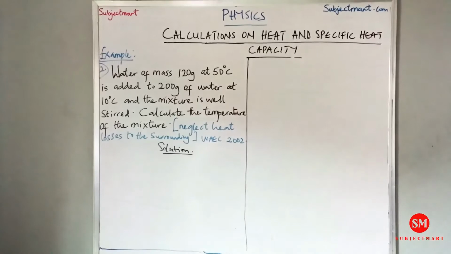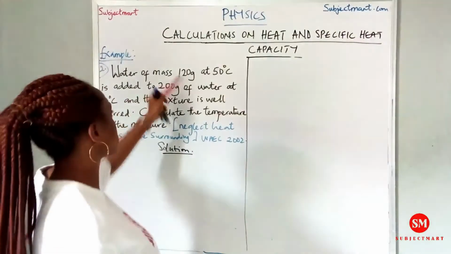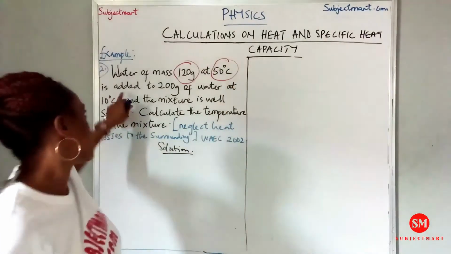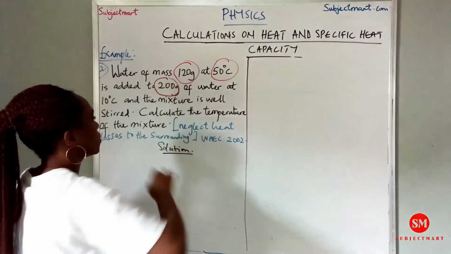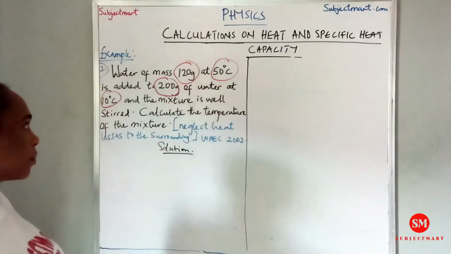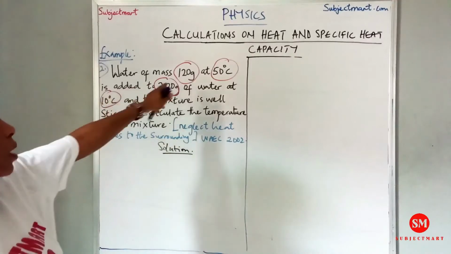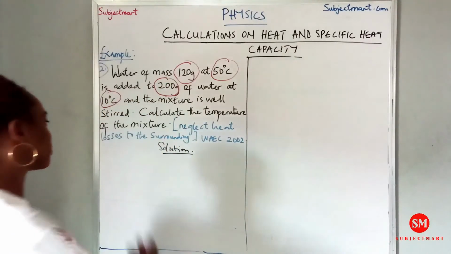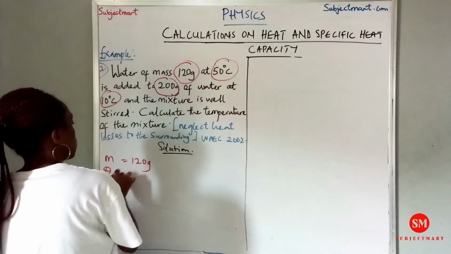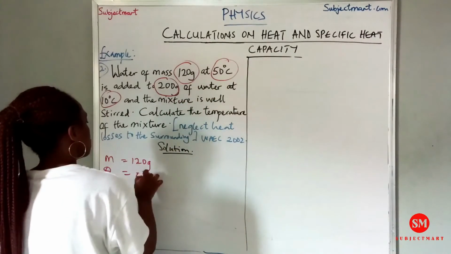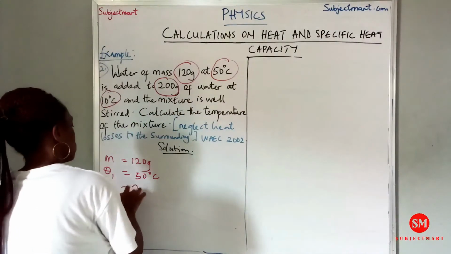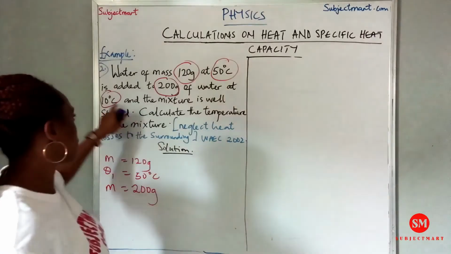An example of that is this: water of mass 120 gram at 50 degrees C is added to 200 gram of water at 10 degrees C. So let's pause there now. Water of mass 120 gram, theta 1, which is the first temperature, is 50 degrees C. And another water of 200 gram, theta 2, is 10 degrees C.